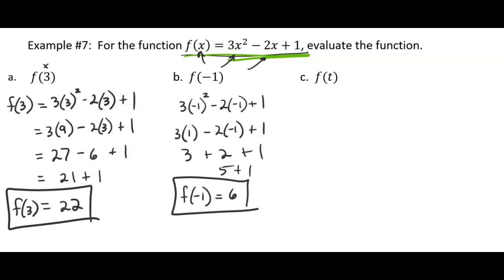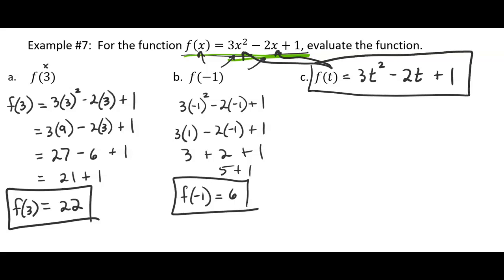Okay, now this last one, a little bit different. It says find f of t. So I'm going to take t and put it in for x. So whatever you put in on the left, that's what you're putting in on the right. So we're going to get f of t is going to equal 3t squared minus 2t plus 1. And we're done. We don't know what t is, so you can't do any simplifying here. You don't have any like terms, so it's just that.